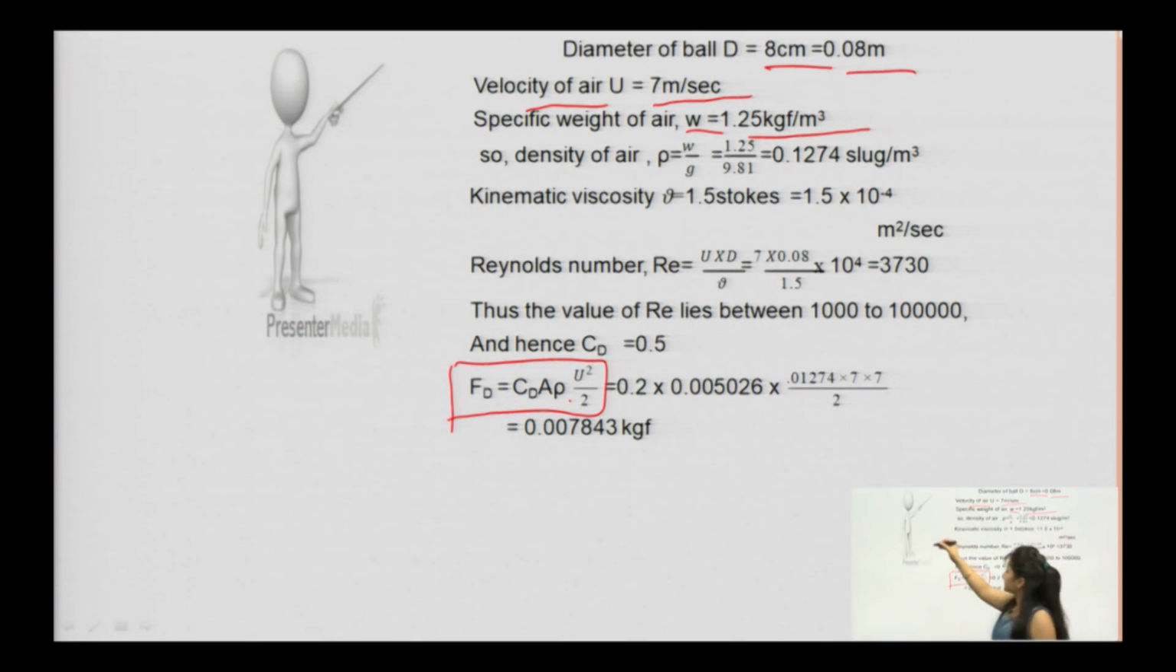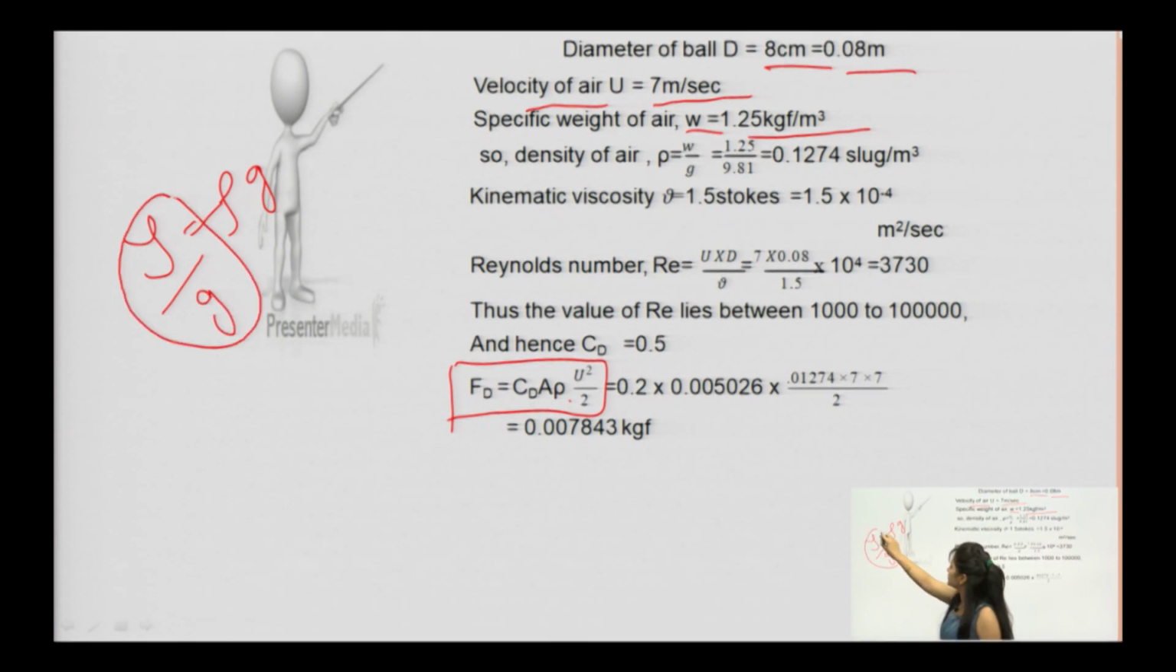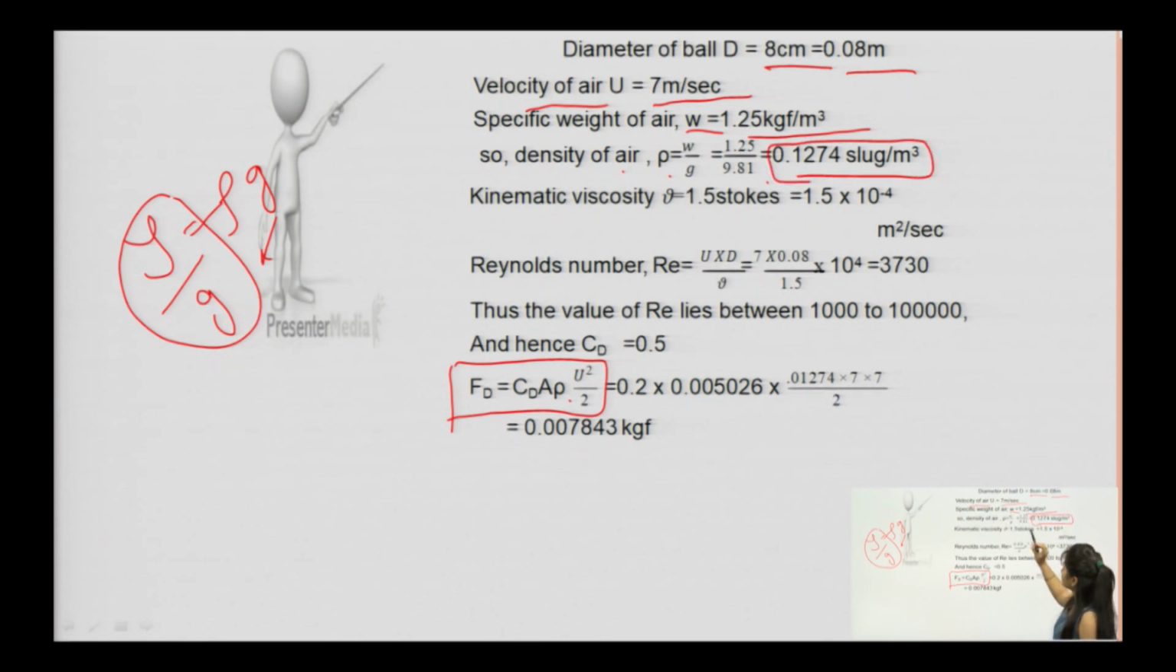So, we know specific weight gamma is nothing but rho g. So, if we are dividing gamma by g, we will be getting density of air. So, with the help of specific weight we are going to calculate the density of air. Specific weight divided by gravity is given to you as this value, which will be the density of air. Kinematic viscosity is given as 1.5 Stokes.